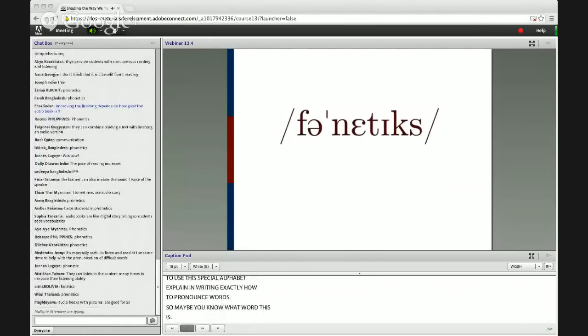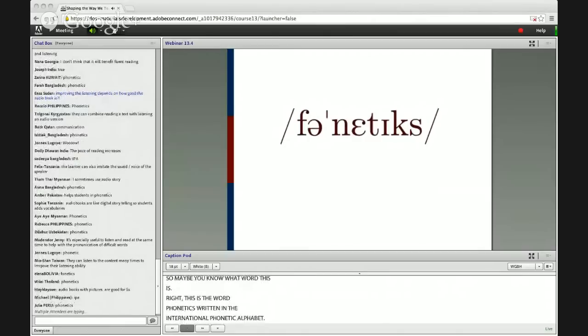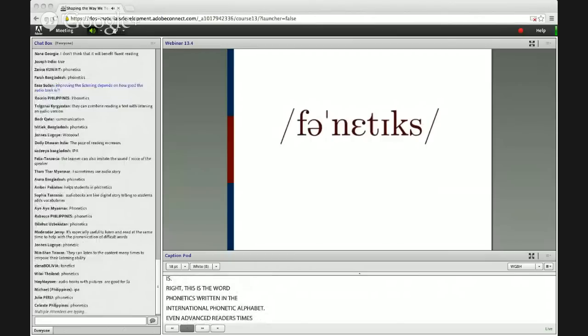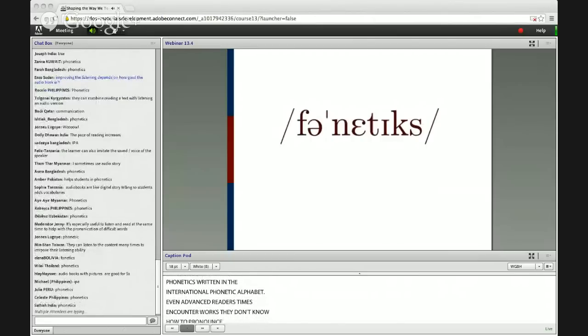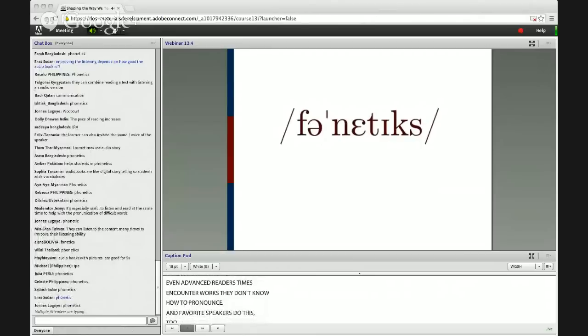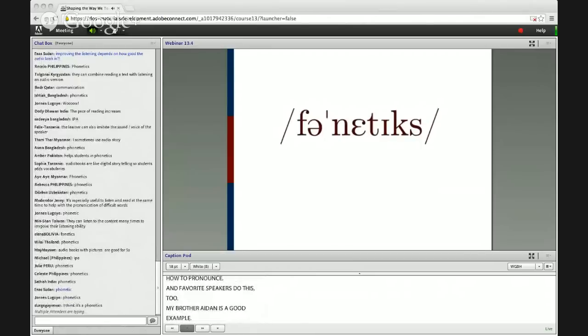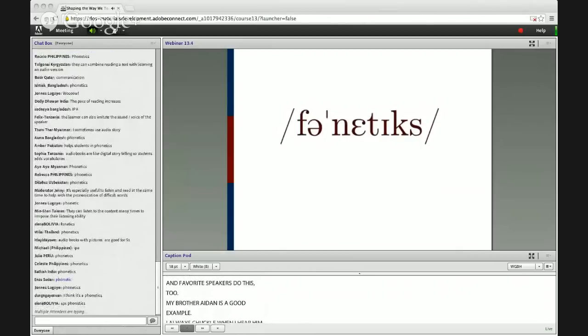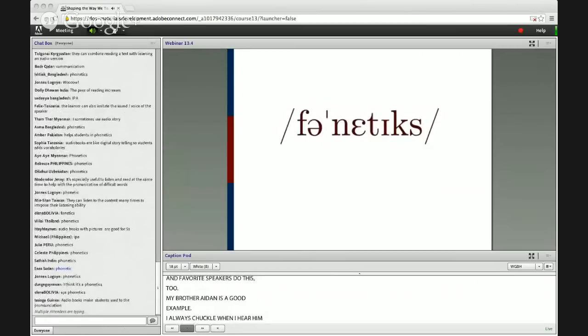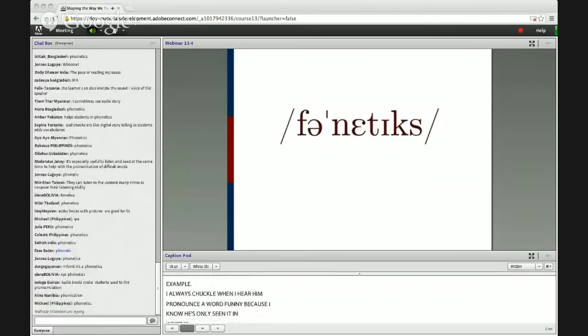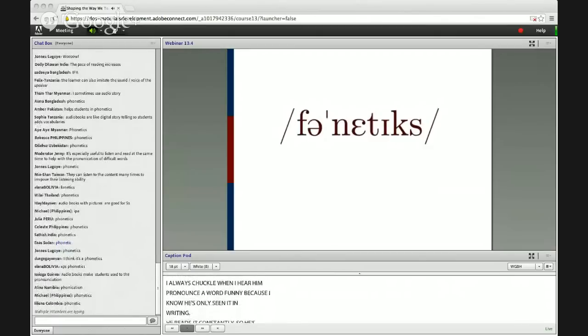Even advanced readers sometimes encounter words that they don't know how to pronounce, and native speakers do this too. Like my brother, Aiden, is a really good example. I always chuckle when I hear him pronounce a word kind of funny because I know he's only seen it in writing. He reads constantly, and so he's seen that word in writing and he hasn't heard it. And he does that pretty frequently. It's pretty funny. So maybe I should tell him to give audiobooks a chance.